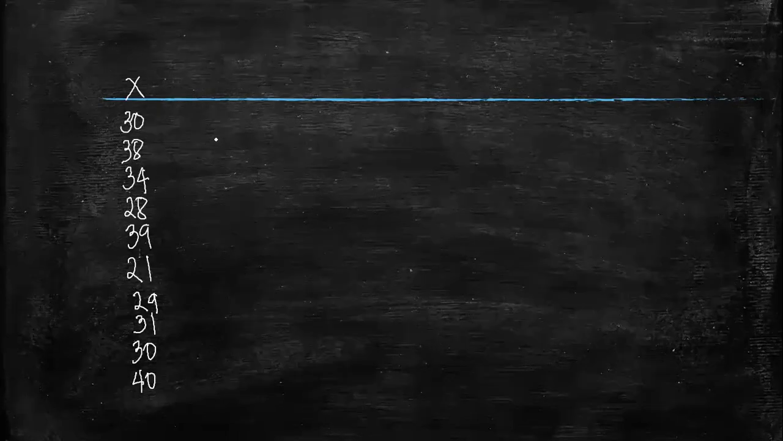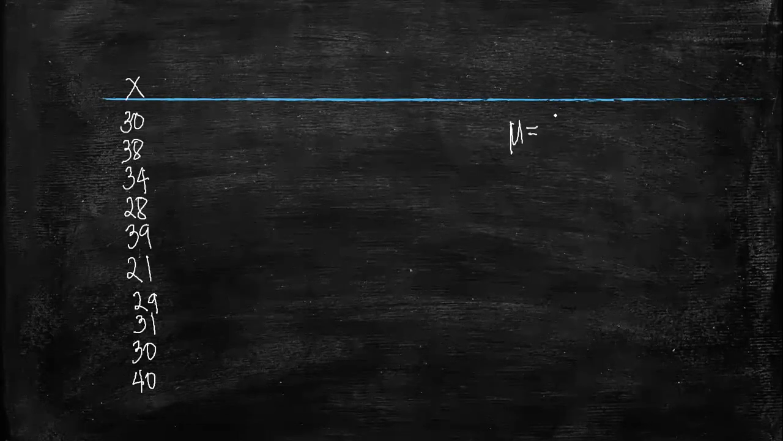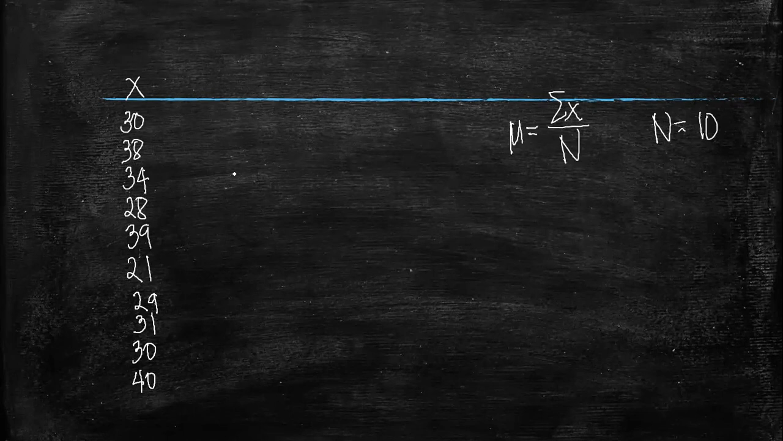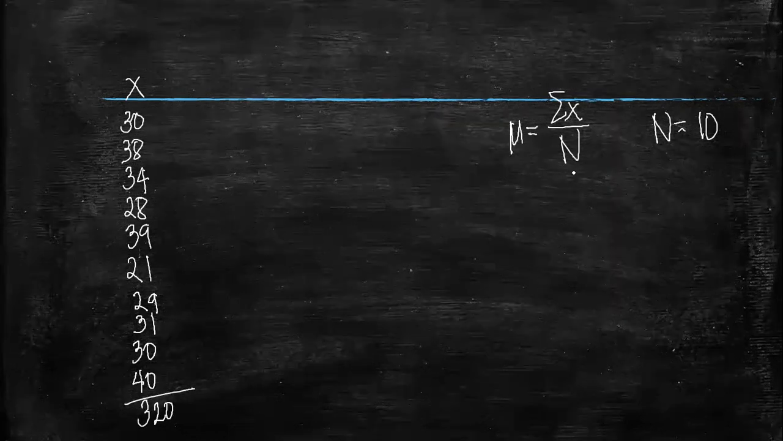Okay. So, we have to find first our mean. Okay? Our mean is equal to what? To summation of x over capital letter N. Question. Ilan yung N natin? 10. Okay. So, 10 siya. Ngayon, ano yung sum ng mga ages natin? 320. 320.